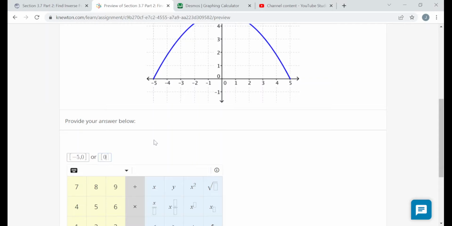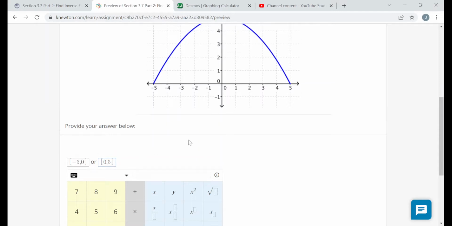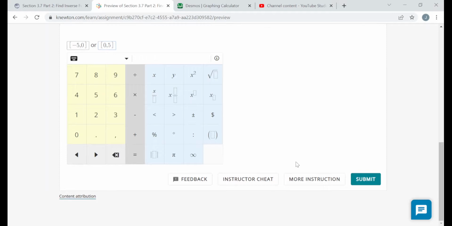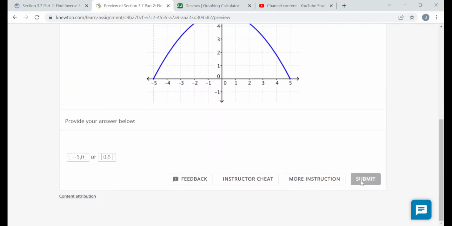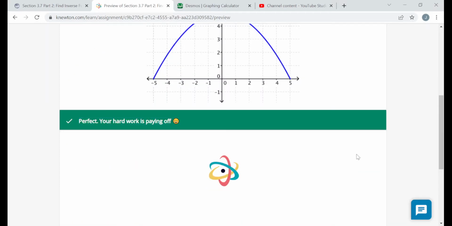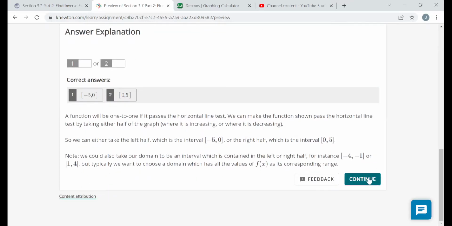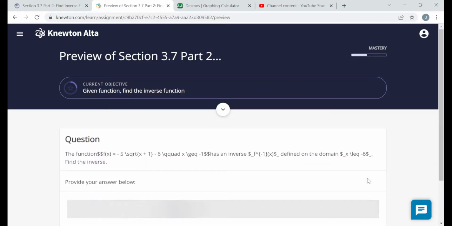Bracket 0 comma 5 close bracket. Either of these domains would give me a piece of this function that is one-to-one and therefore would have an inverse that's also a function. Great. But again, keep the same range though.